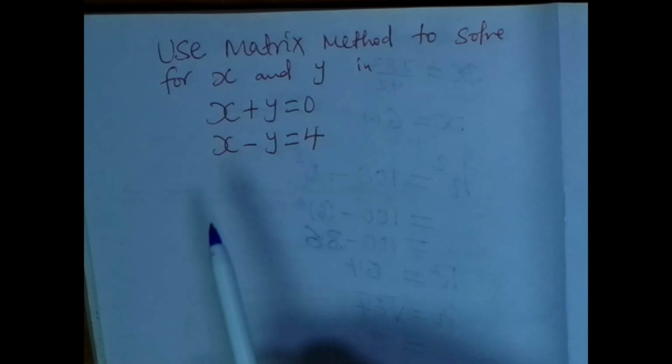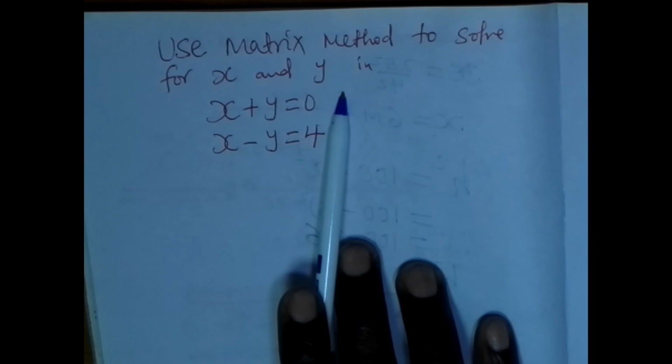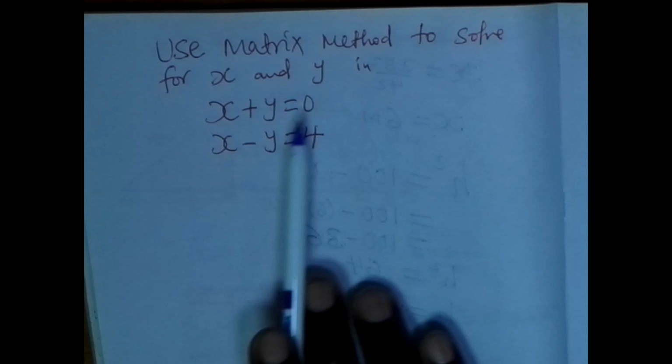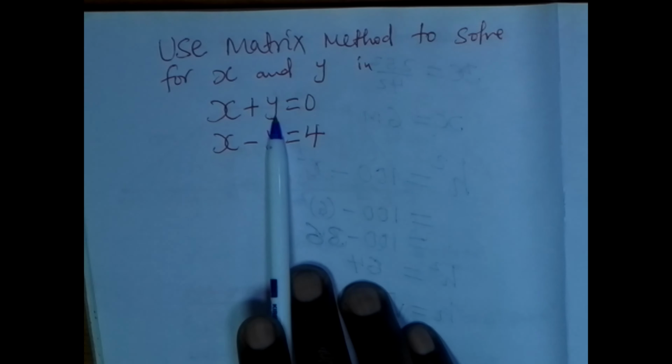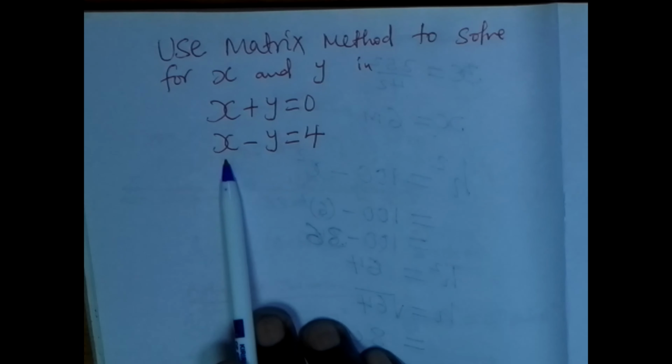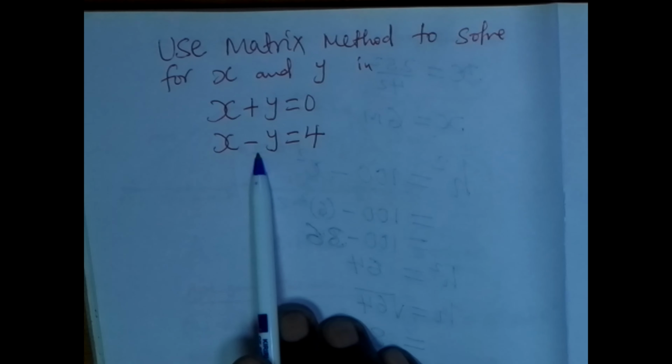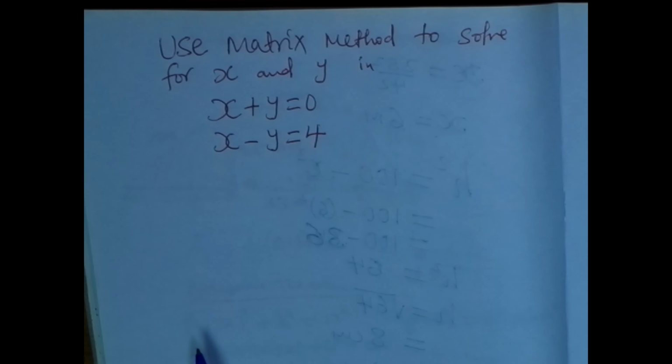We are going to learn how to use the matrix method to solve for the values of x and y in this pair of simultaneous linear equations, that is x plus y is equal to 0 and x minus y is equal to 4.